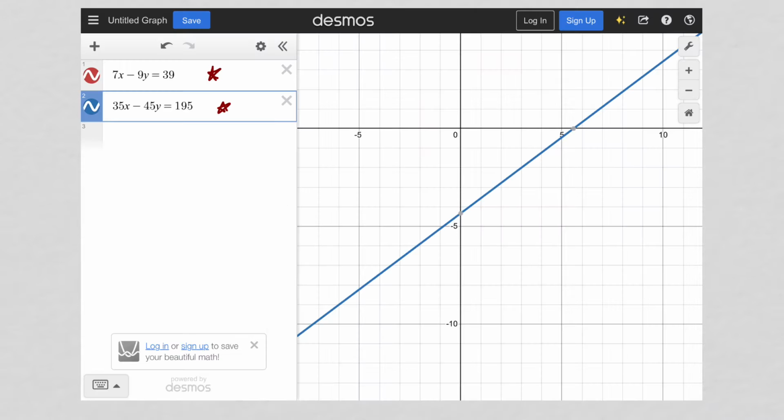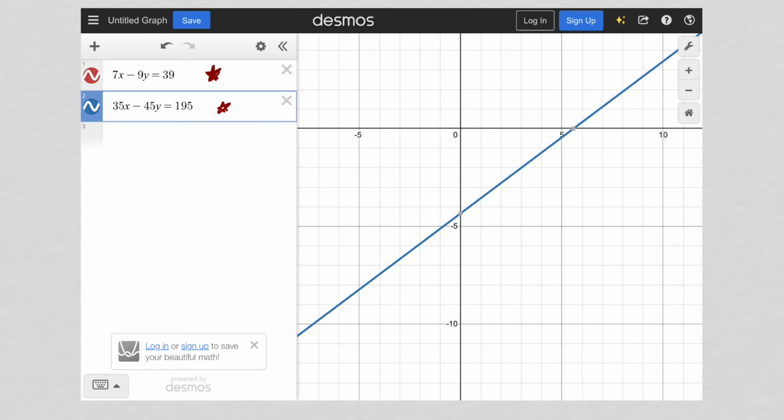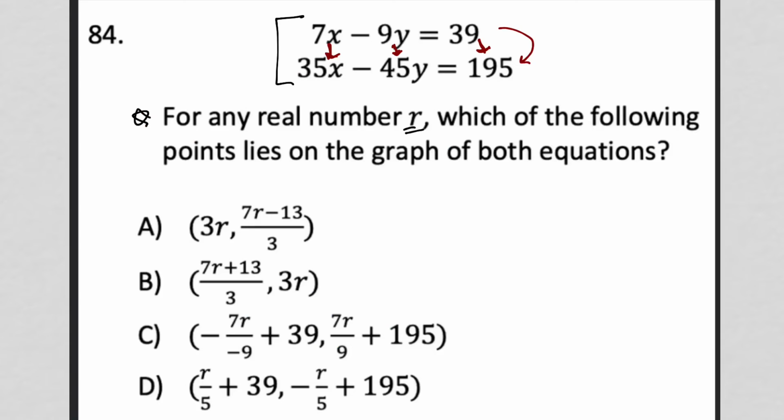And in doing that, if I graph those equations, I get the exact same line, right? So this blue line started off as a red line here in Desmos because the graphs of those two equations are the exact same line. So the question says, for any real number r, which of the following points lies on the graph of both equations? Okay, well, we saw the graph. The graph is the same line for both equations. So that's good to know. We only really need to test one of the equations to get a point on the line for both equations because the single line is the graph for both equations.